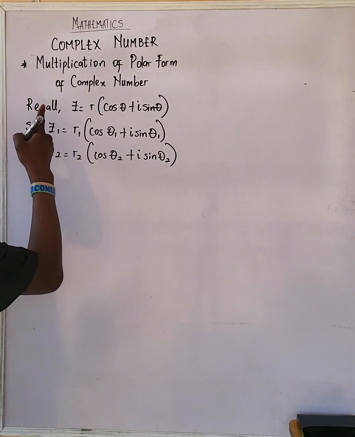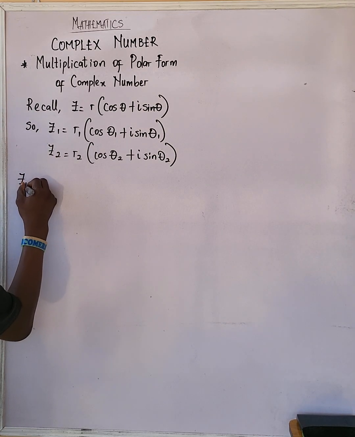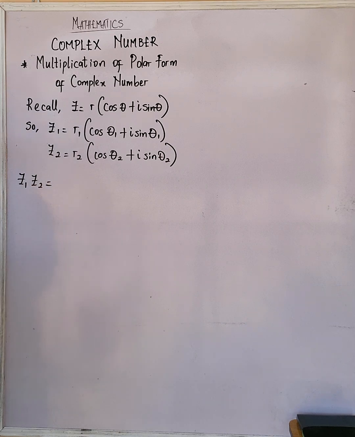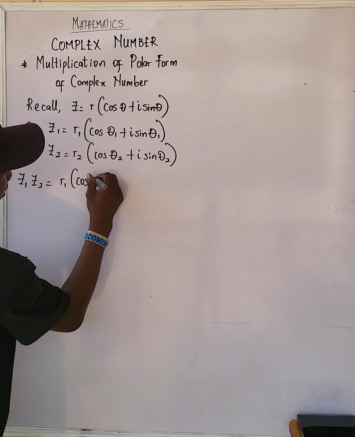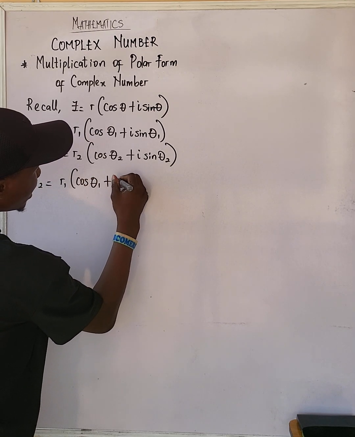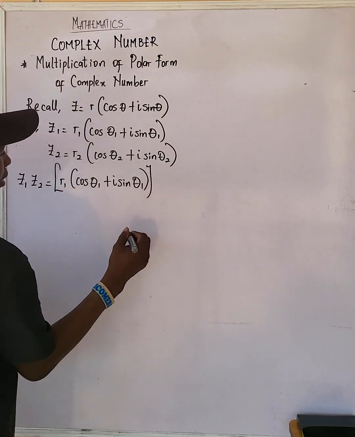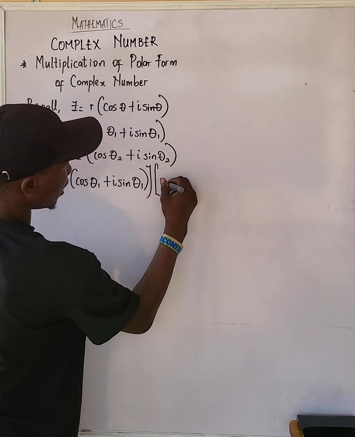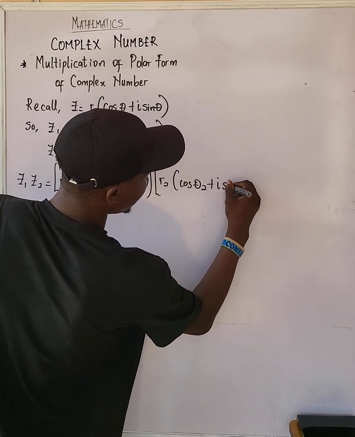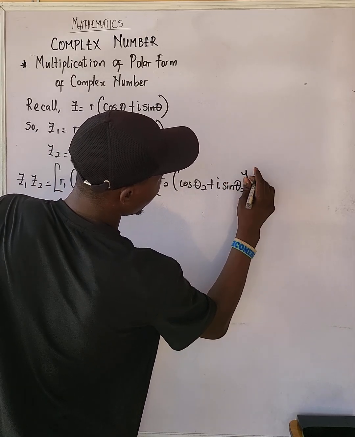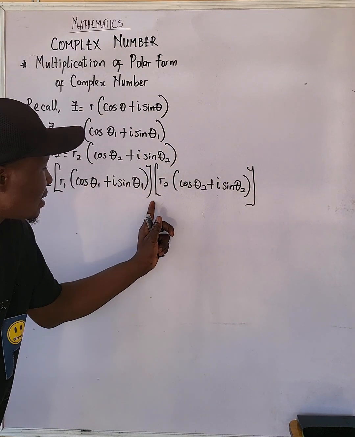Now, we want to do the multiplication of polar form of complex number. Let's find Z1 multiplied by Z2. Our Z1 is R1 into bracket cos theta 1 plus i sin theta 1, right? Then multiplied by our Z2, which is R2 cos theta 2 plus i sin theta 2. We want to multiply this with this.